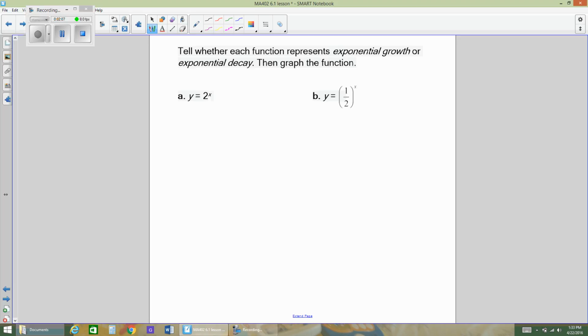All right, tell whether the function is growth or decay. So you're looking at that b value, which is 2. 2 is greater than 1, so this is growth. 1/2 is a proper fraction. It is between 0 and 1, and so it is decay.